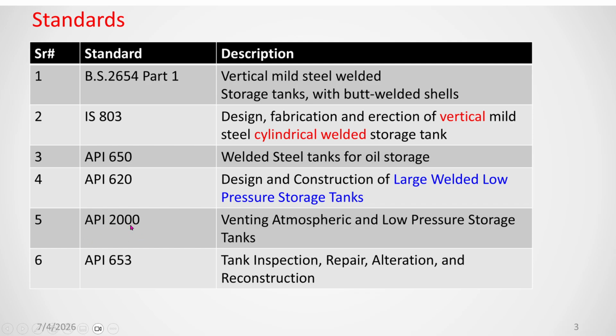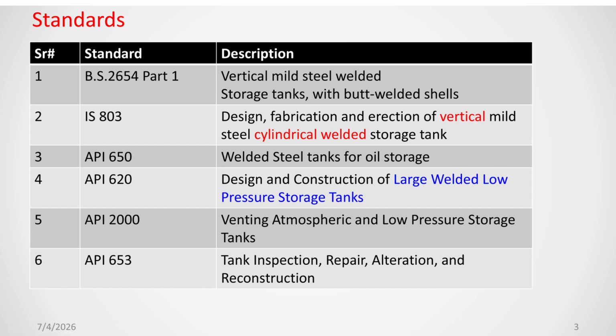then you have to specify the standard API 620. Like API 2000 is also a standard you can refer to, for venting of atmospheric and low pressure storage tanks. You have to mention that you manufacture the tank as per API 2000.